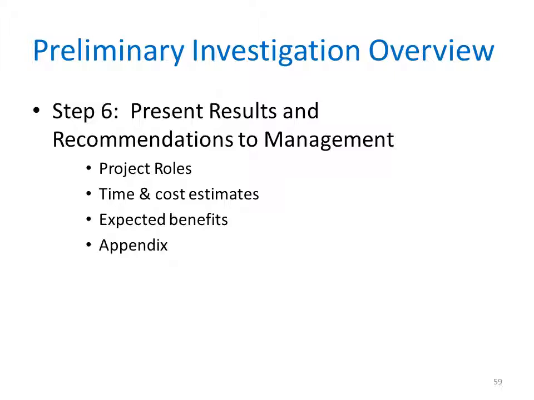The next section will be time and cost estimates. This describes the cost of acquiring and installing the system and the total cost of ownership during the system's useful life. Next will be expected benefits. In this section, we will include the anticipated tangible and intangible benefits and a timetable that shows when we anticipate that they will occur. And finally, you may have an appendix. This will be included in the report if you need to attach any supporting documentation.